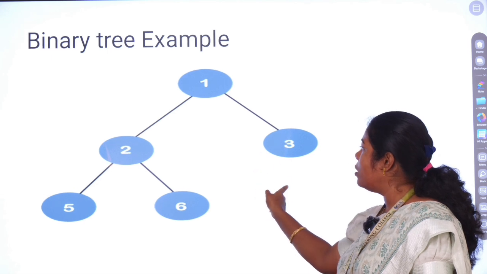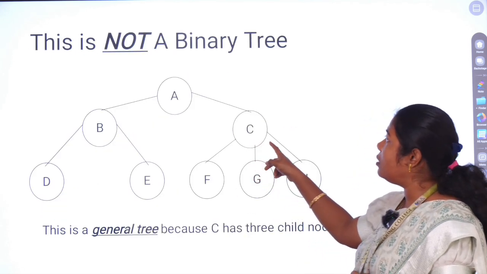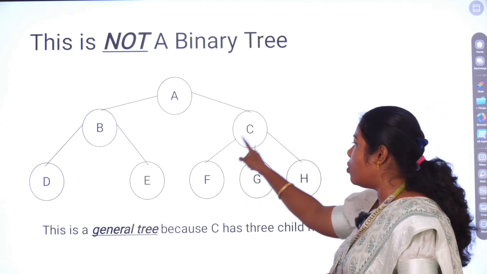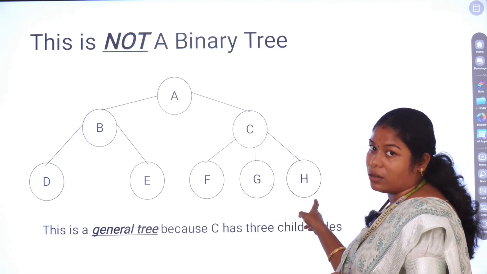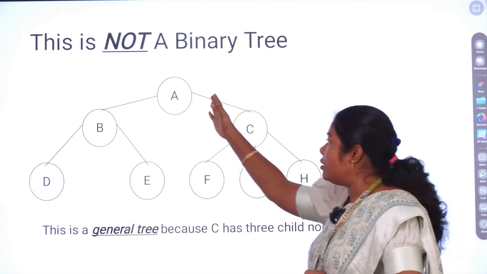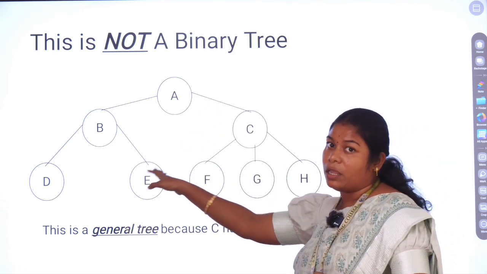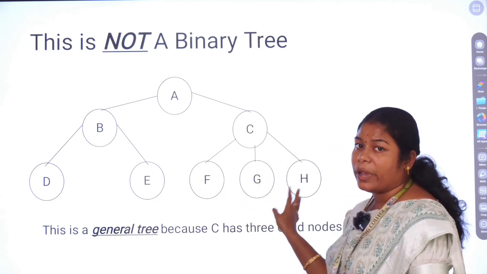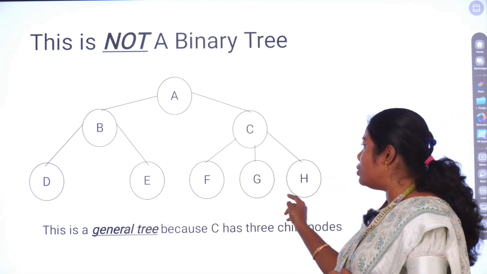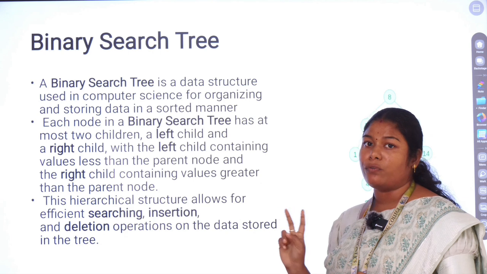For example, if you consider this one, this is not a binary tree because it has a maximum of 3 children here. Still, this part is considered as a binary tree, but as a whole it is not a binary tree since it has a maximum of 3 children. Always a binary tree should have a maximum of 2 children.